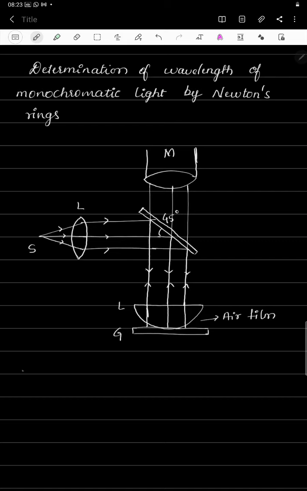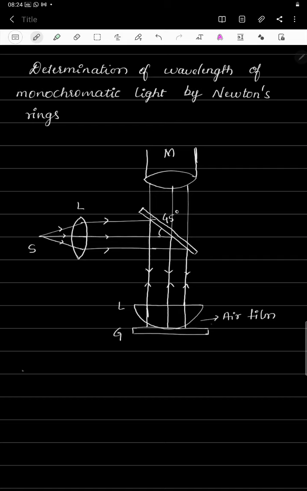Then what happens is that part of this will be reflected and part will be refracted. In this direction these parallel rays are going to move, and since the glass plate is at 45 degrees, we are going to get normal rays, meaning along the normal the rays are going to be incident. This is the plano convex lens and the glass plate. In between the plano convex lens and the glass plate, an air film of variable thickness is created.